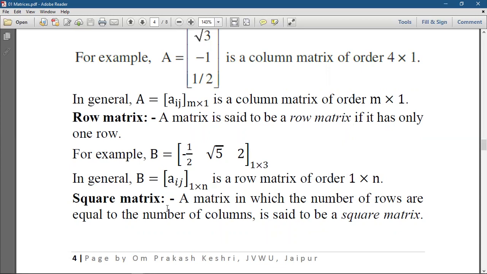Next one is the square matrix. A matrix in which the number of rows is equal to the number of columns, that means m equals n, is said to be a square matrix. I will show some examples of all these matrices and a lot of different types of matrices in your next class. In your next class, I will discuss all these things.